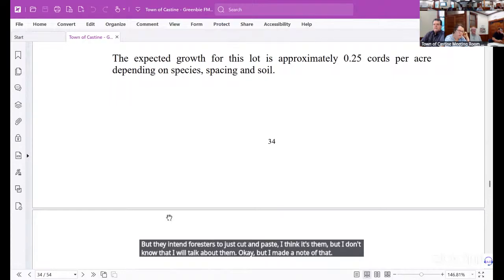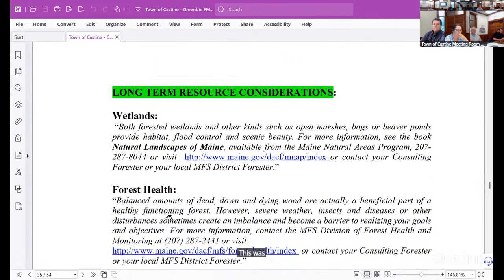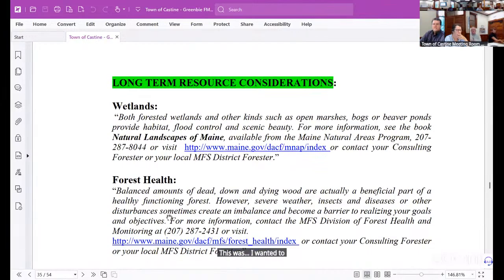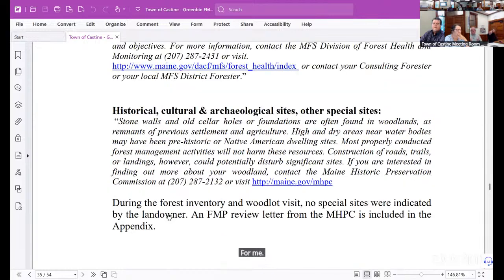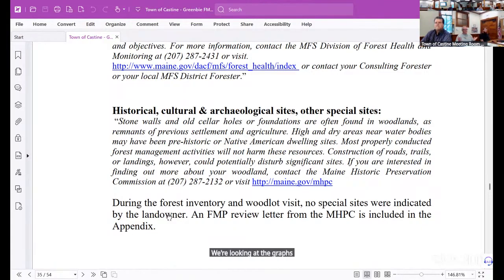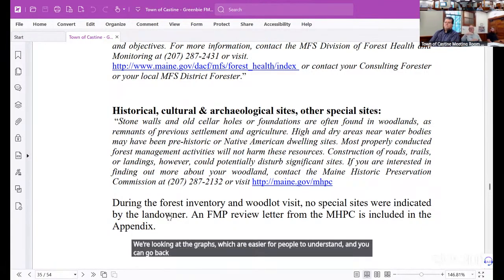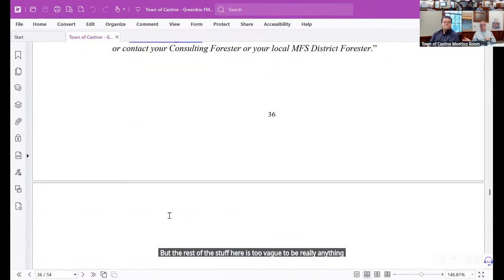Like I said, I didn't want to reinvent the wheel, and I wanted to be really clear about that. I know your timeline, but we're trying to keep to it, it's hard. For me, a big part of today was what we just covered. We finished in the field and we're looking at the graphs, which are easier for people to understand. You can go back and read it, it describes all those in more detail. But the rest of the stuff here is too vague to be anything yet, but it was good to hear what you had to say.